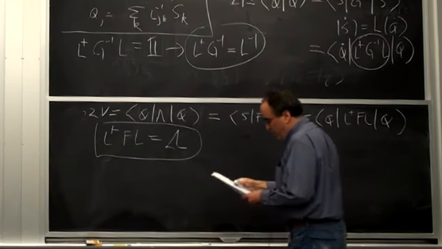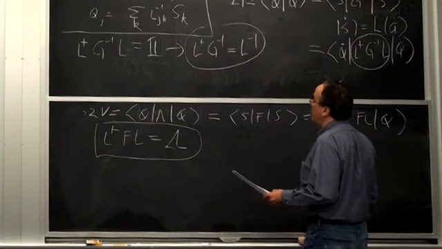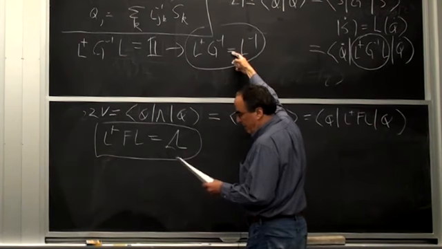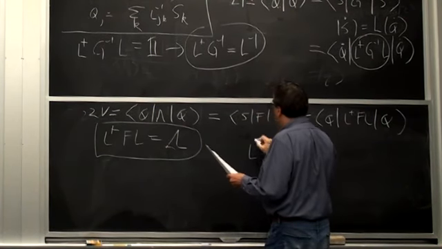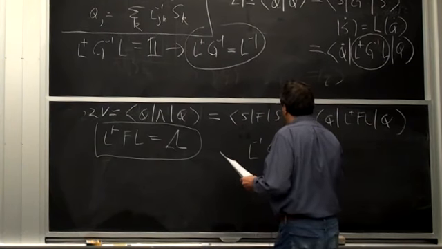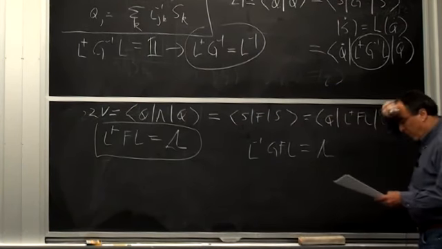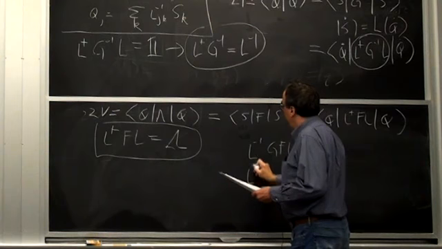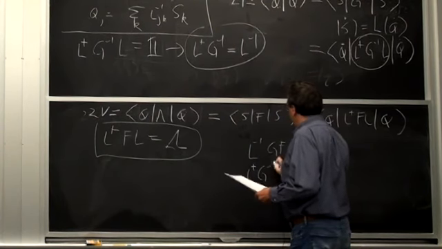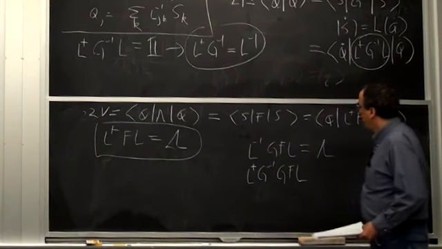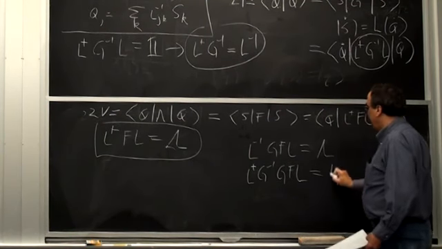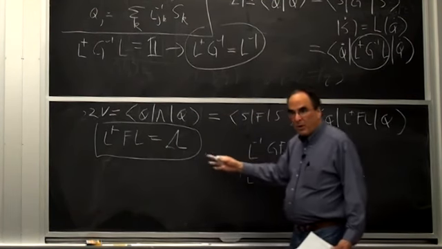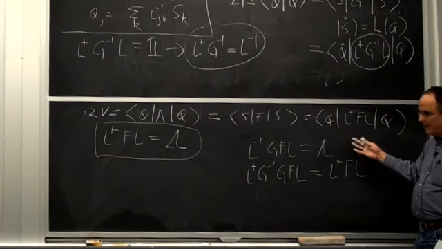And so what we want to know is whether this and that are compatible with the original equation, L minus 1 G F L is equal to lambda. So we replace L minus 1 by this. So we have L dagger G minus 1 G F L. And lo and behold, what we have is L dagger F L, which is this. So all of the equations are consistent.